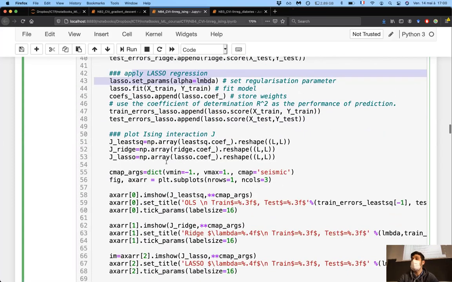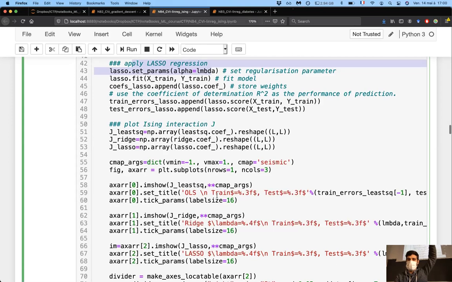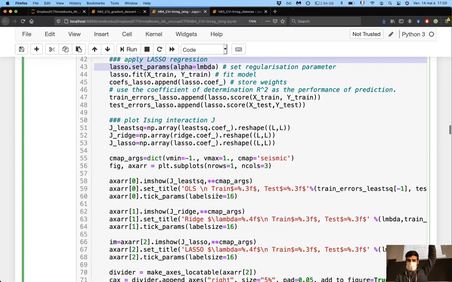And then I'm just plotting what I reconstructed. I reconstructed an L squared dimensional vector, and then I'm just reshaping this vector into a matrix.